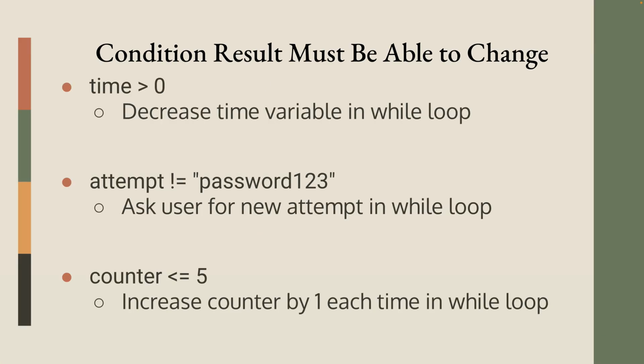3 of the examples we've seen. Microwave example, we have the condition be time is greater than 0, and we count down. So time decreases by 1 each time until time becomes 0. And once time becomes 0, that's how we end the loop.